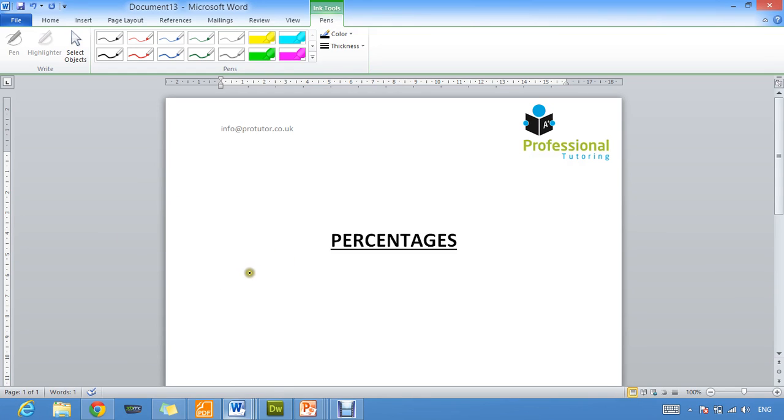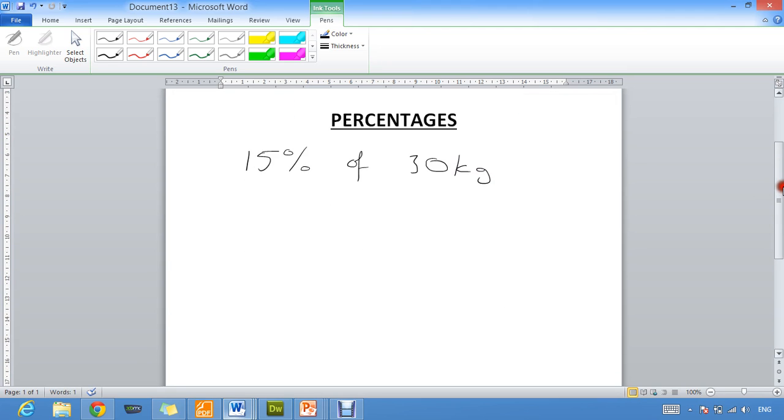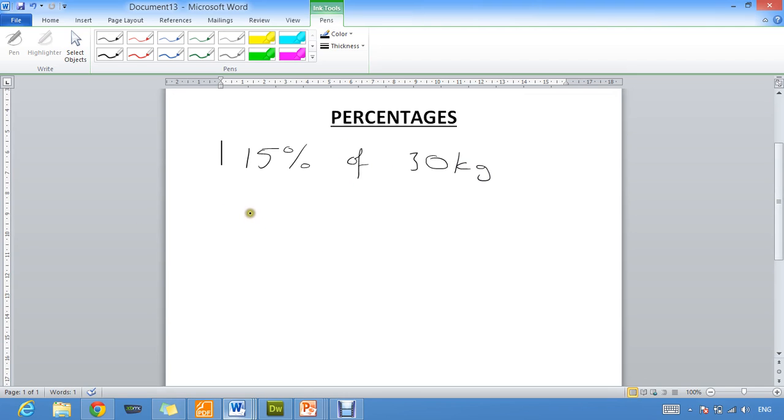So say for example we have to work out 15% of, let's say, 30 kilograms. Now you have to know that in maths, of means multiply. So now all I'd have to do is put this percent over 100. Of means multiply, and you multiply by the amount, which in this case is 30.